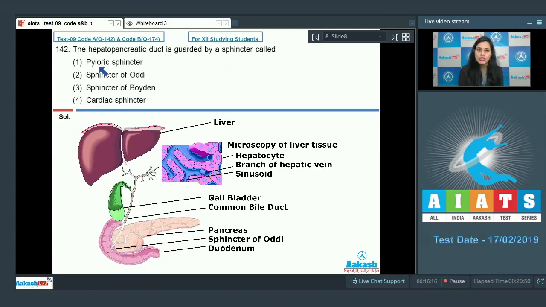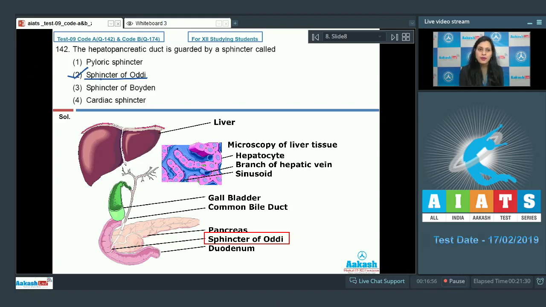Question number 142. The hepatopancreatic duct is guarded by a sphincter called, and the options are pyloric sphincter, sphincter of Oddi, sphincter of Boyden, and cardiac sphincter. The correct answer to this question is option number 2, sphincter of Oddi. As you can see here also, sphincter of Oddi which guards the opening of common hepatopancreatic duct.